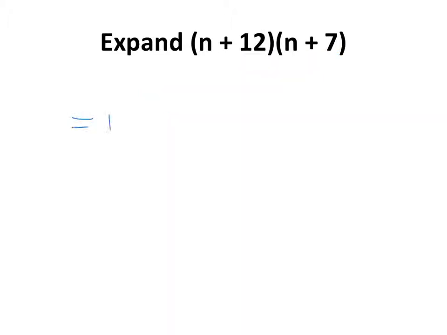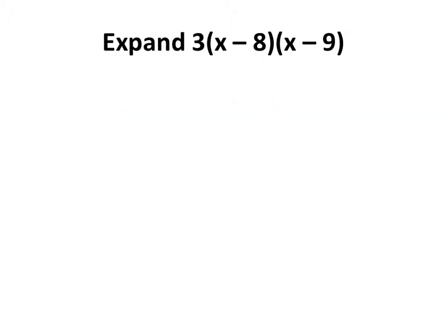So in this case, the expansion will involve n squared. 12 plus 7 will give us 19 n's, and 12 multiplied by 7 will give us 84 ones. Finished.